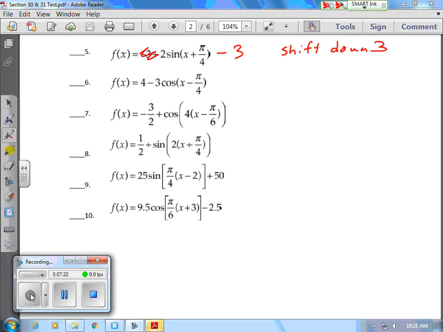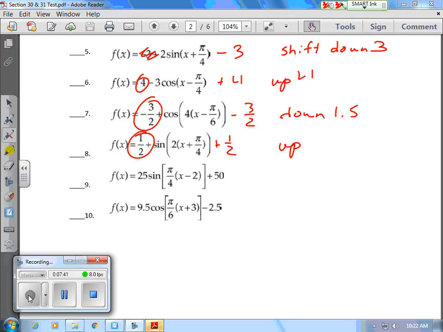That one. So if you go through all of these, that one is a +4, so up 4. This one is a -3/2, so down 1.5. This one is a 1/2, so up 0.5. This one is a +50, up 50. This one is a -2.5, down 2.5.